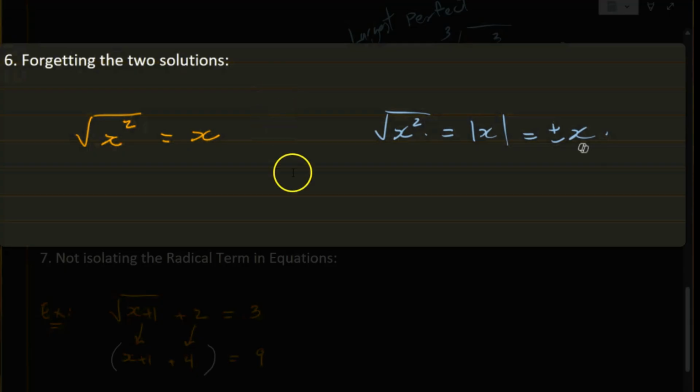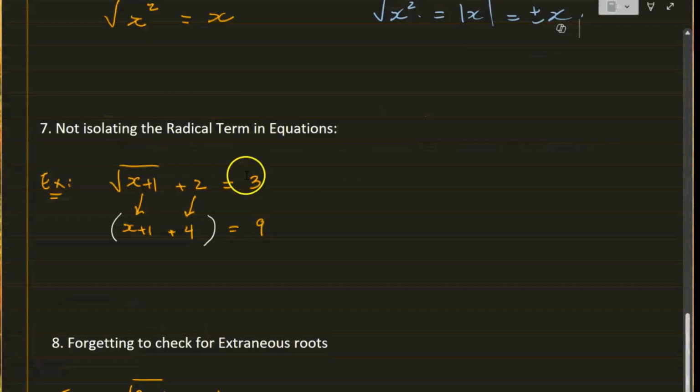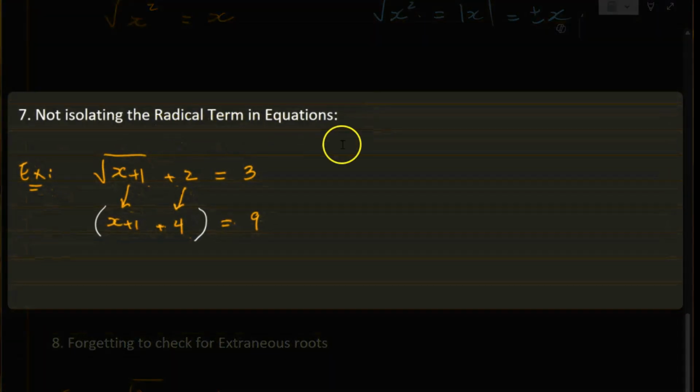Okay? Two values, positive and negative, because of the definition of the square root of x squared. And that's the solution to this equation. So if you're forgetting the two solutions, you only have one solution, and you forget the negative. So be aware of that one. Number 6. Number 7, not isolating the radical term in the equation.